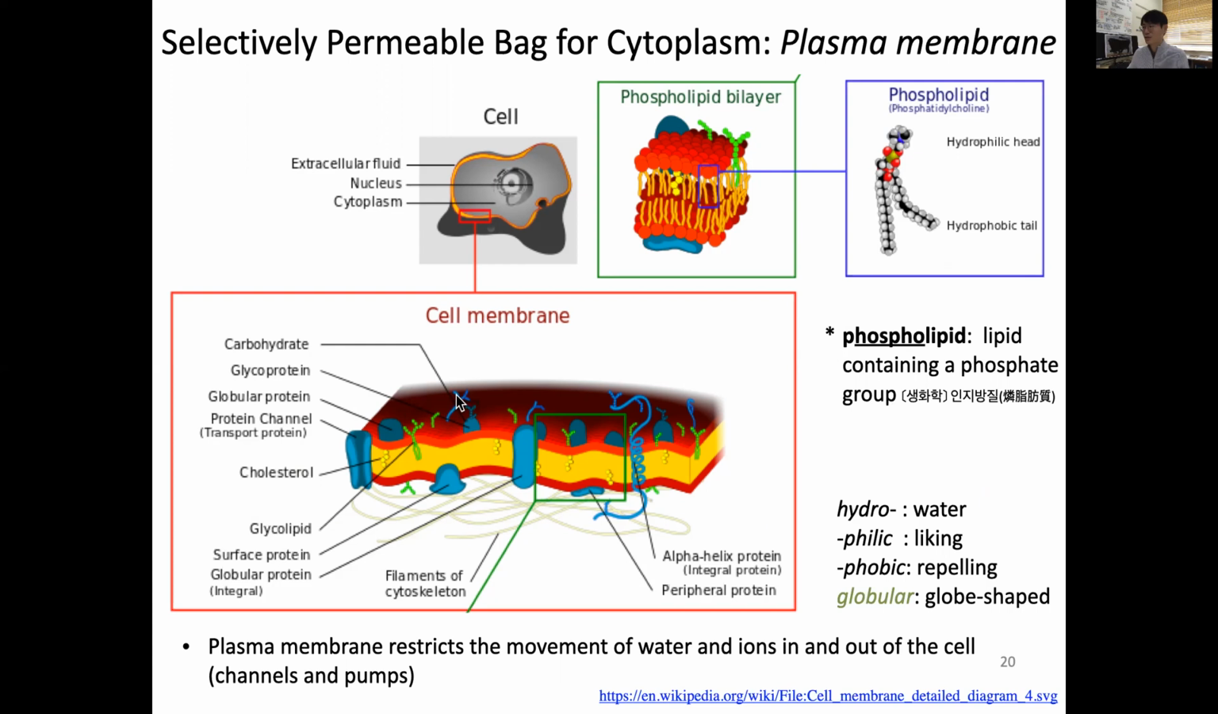There's carbohydrate. This is the luminal part. This is the cell cytosol part. And glycoprotein, which is sugar protein, and globular protein. Globular means globe shape. You know, the earth is a globe, so it's kind of a circle shape. It's called globular. And you can see protein channels, and inside surface protein, and there's also connection to the cell cytoskeleton. So in a nutshell, the plasma membrane restricts movement of water and ions in and out of the cell.